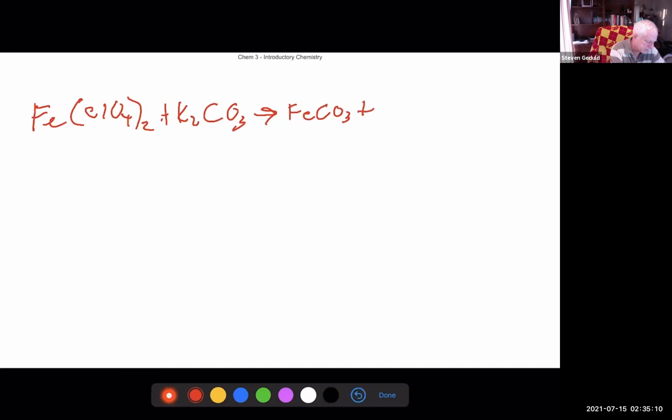Losing connection with my pencil. There we go. So Fe, there it is. FeClO4. So iron 2 FeClO4 plus potassium carbonate goes to iron 2 carbonate plus potassium hypochlorite. Okay, and it wants a net ionic equation, and then the phases.